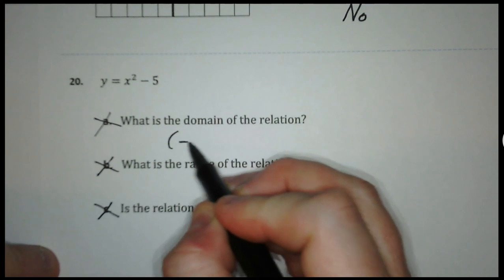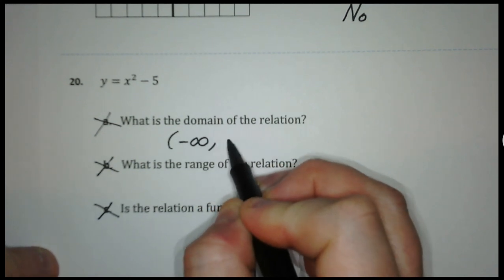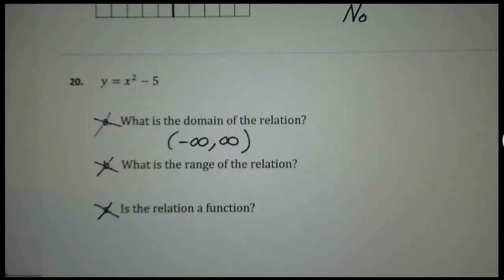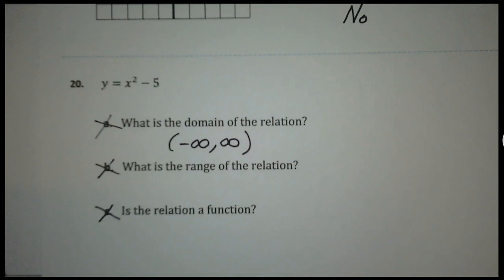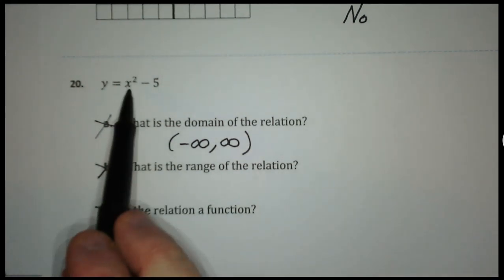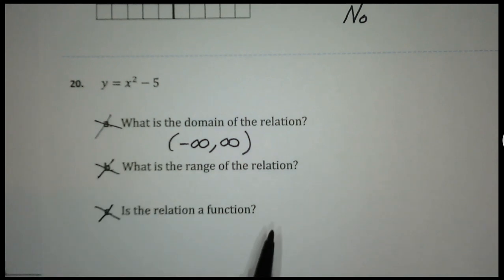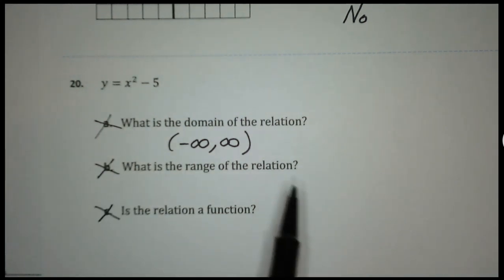This domain would actually be negative infinity to positive infinity. You can plug in whatever x value you want into this equation. There's no reason you couldn't square any number you want. So there's no restrictions on what x values I could let x equal.